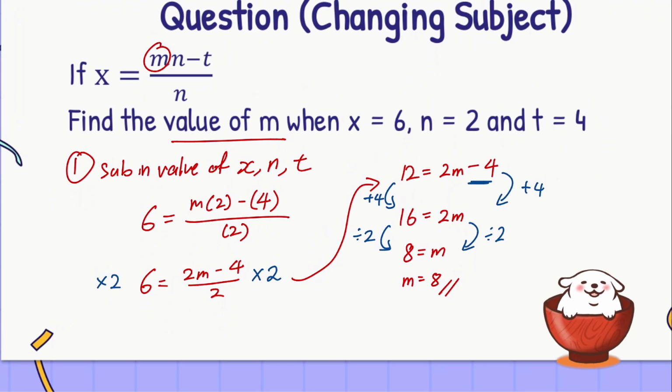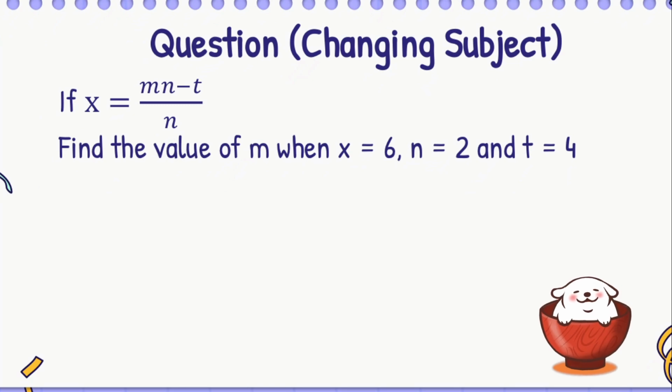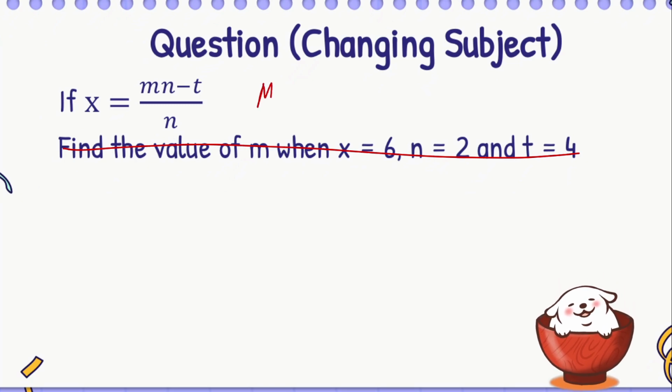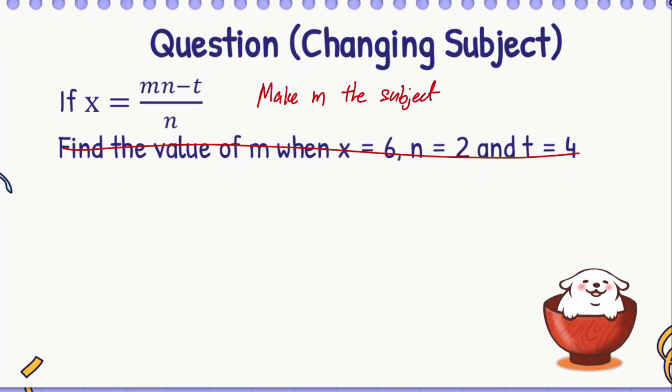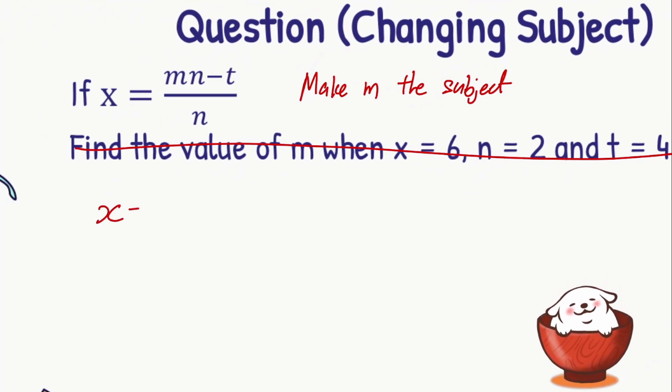Okay, however, I want to do one step further, alright? What if the question asks you, they don't give you this at all, they just ask you make m the subject without giving you any values at all? How do you proceed? Okay, so let us take a look. First, you copy down the equation. x equals to mn minus t over n.